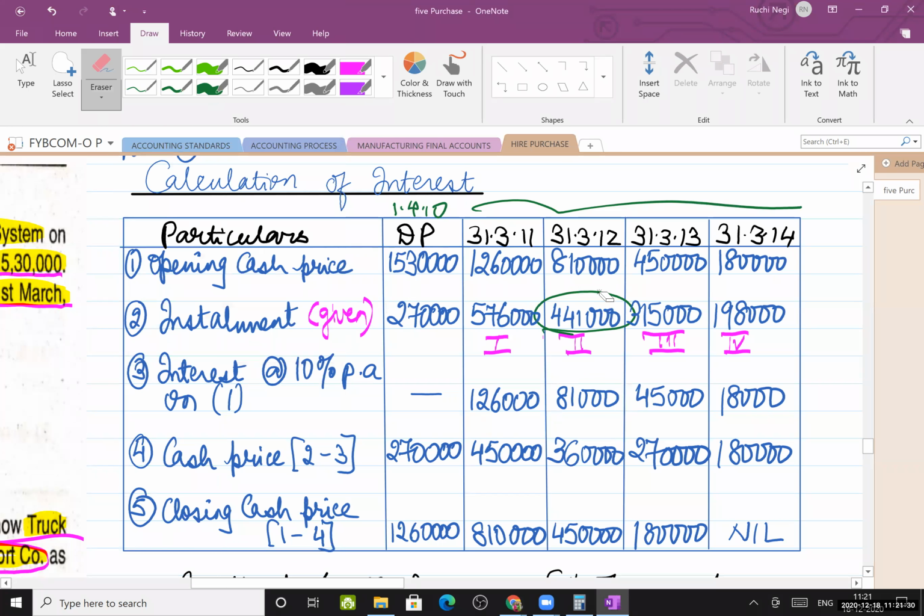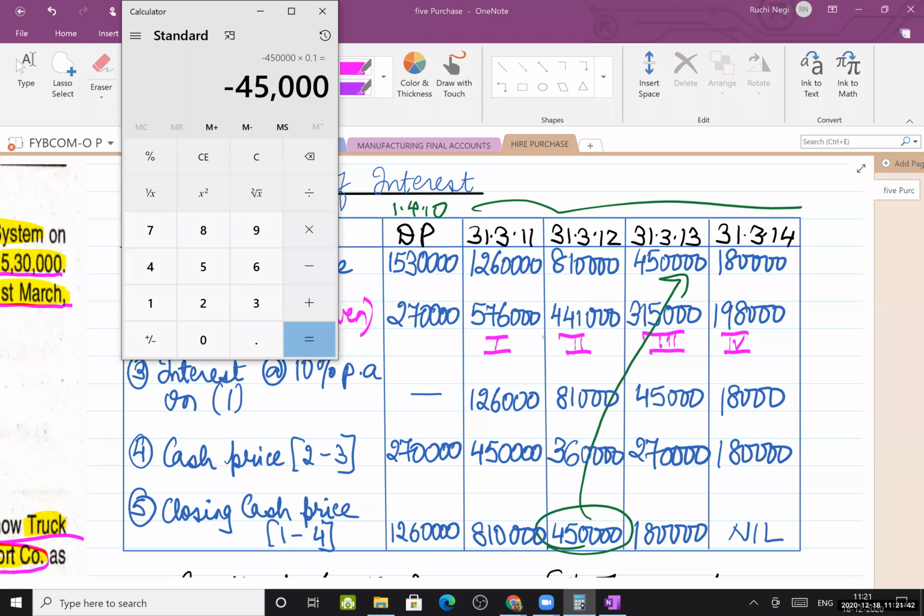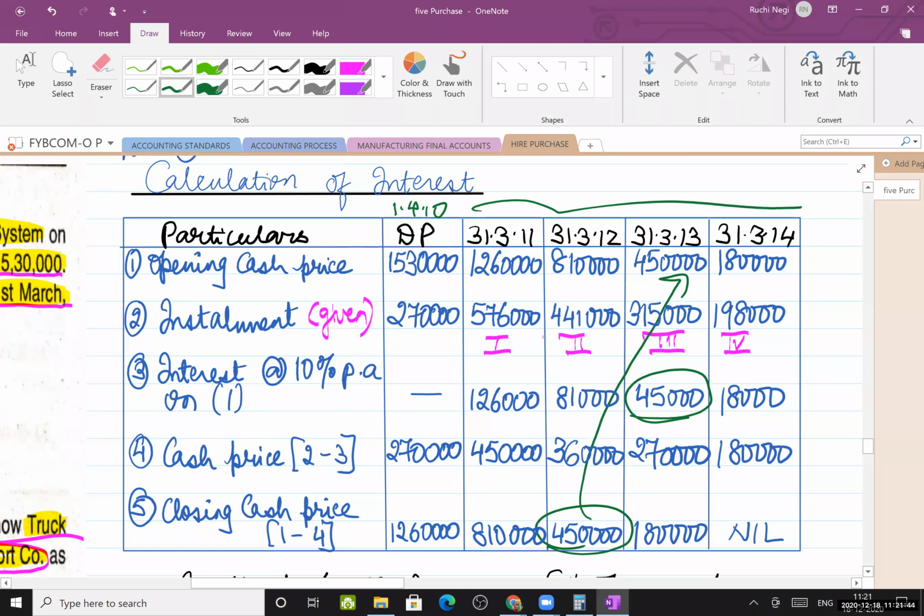Okay, this 4,50,000 will become opening. अभी नेक्स्ट मेरा इंटरेस्ट 4.5 लाख पे आएगा. 10% 45,000. Okay, this is how it goes. This is how they are associated. Then third installment is 3,15,000.